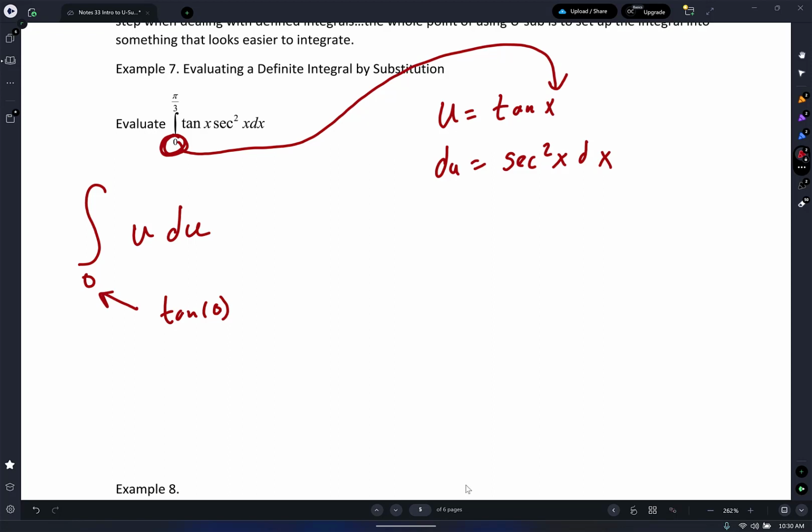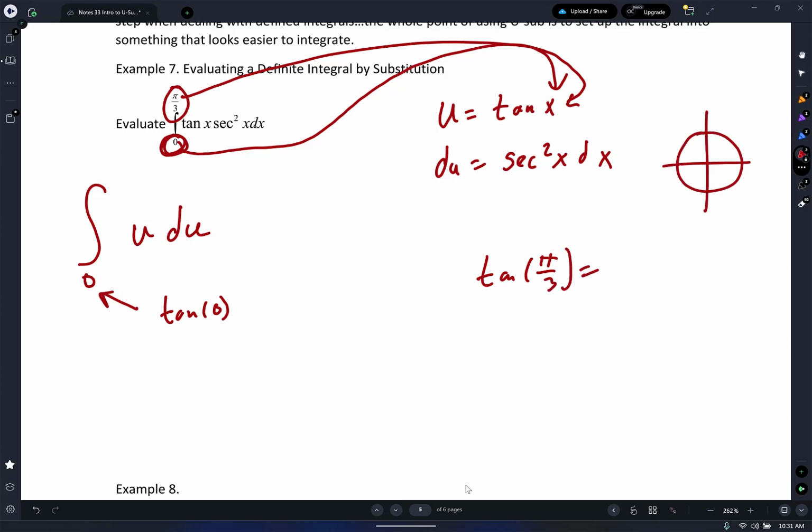Cool or not cool? Now, how do I get the upper limit? Plug in pi over 3 in here. Look, your pre-count never goes away, and it's not even heavy pre-count. So the top, let's see: tan of pi over 3. In the unit circle, pi over 3 is at 60 degrees. Bam. And it's 1/2, comma, square root of 3 over 2. It's y divided by x. So square root of 3 over 2 divided by 1/2 is square root of 3.